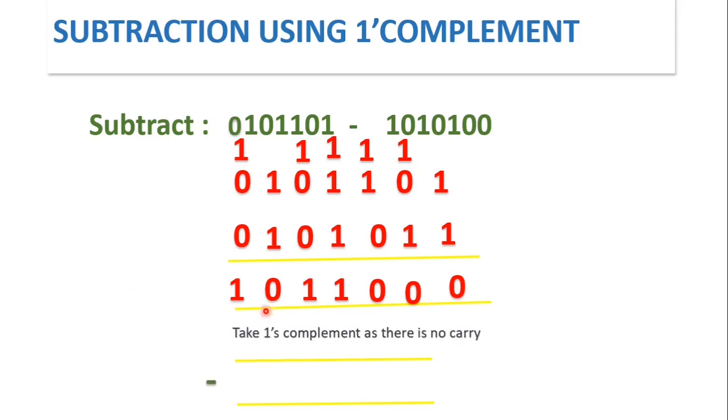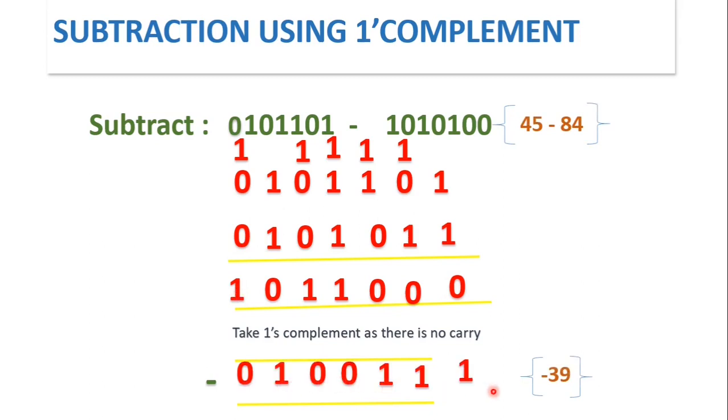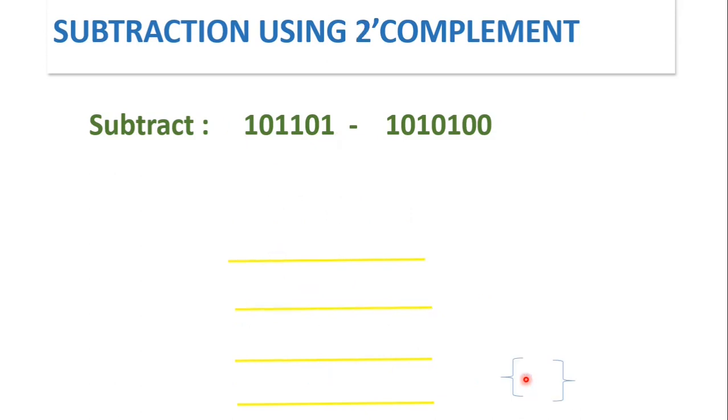So we have to add a negative sign, and then we have to calculate the ones complement of the answer that we have obtained. So the ones complement would be 0 1 0 0 1 1 1. So the decimal of 1 0 0 1 1 1 is minus 39. Now let us see how we do this by using 2's complement.